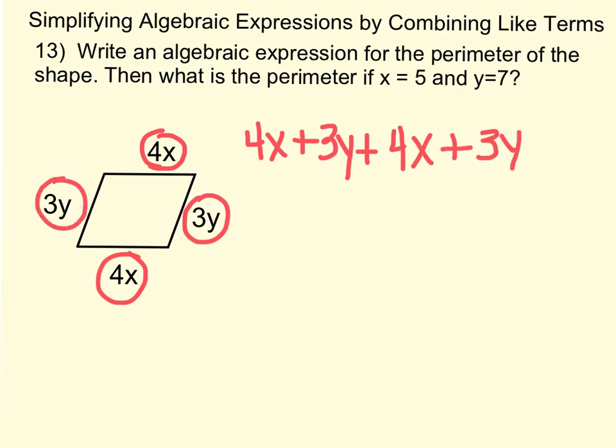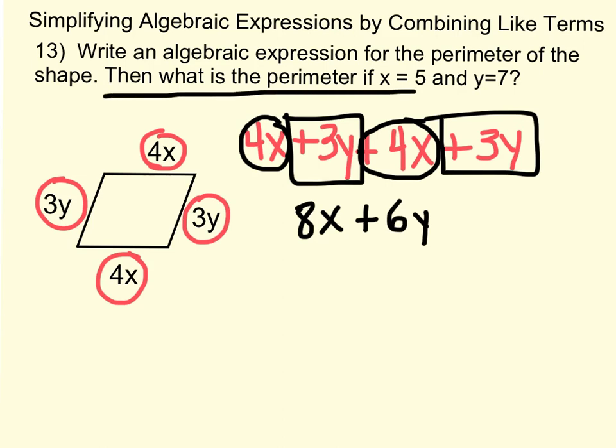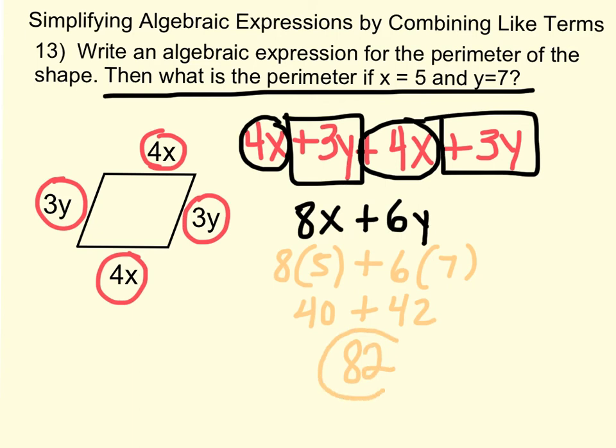We can combine some like terms if that would make it a little bit simpler. So like 4x plus 4x would be 8x, and then we'd have 3y plus 3y, which is 6y. Now the second part of the question says, what is the perimeter if x is equal to 5 and y is equal to 7? So if we plug in 5 for x, and then 7 for y, if we solve this, this will tell us the perimeter. So we end up with 40 plus 42. So our final answer is 82.